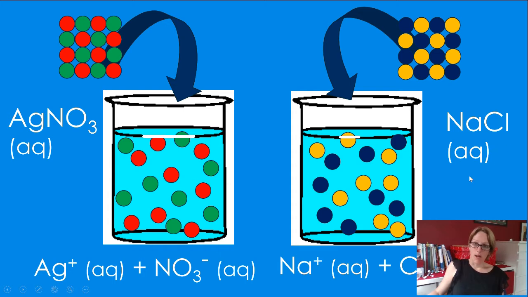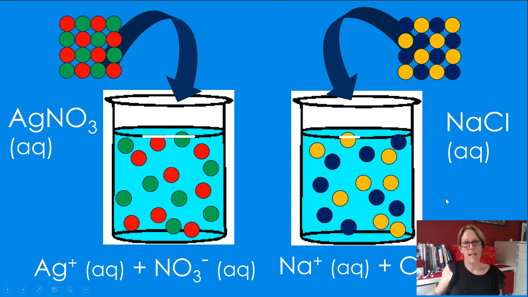If we were doing it in an equation, we would probably simply write NaCl (aq) because it's easier. It's just quicker to write it that way. But remember, it always means that the ionic bonds are broken and that the ions are separate.